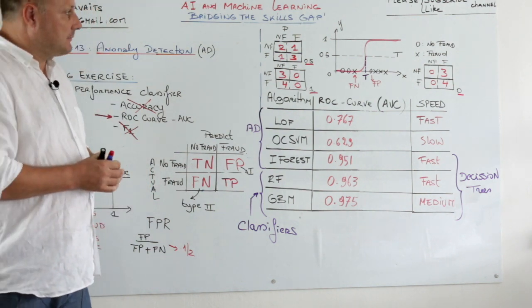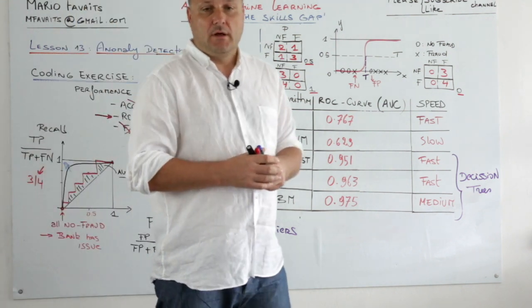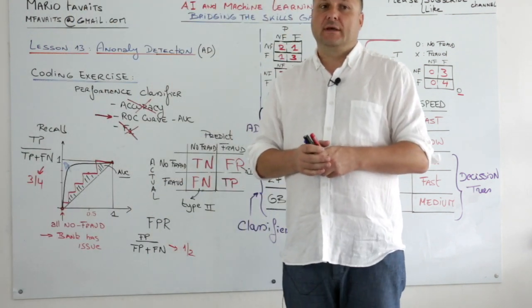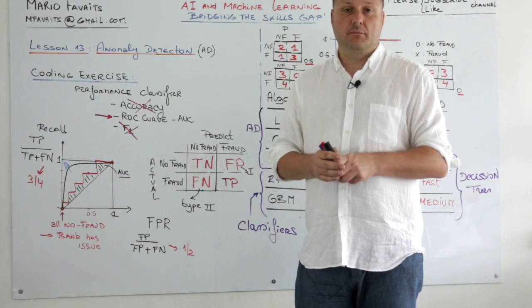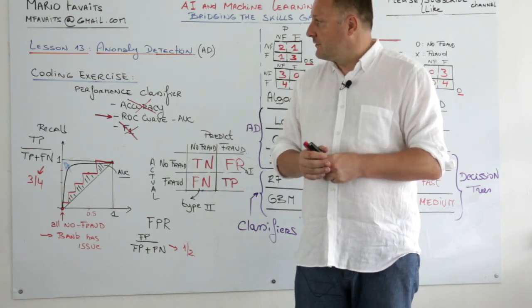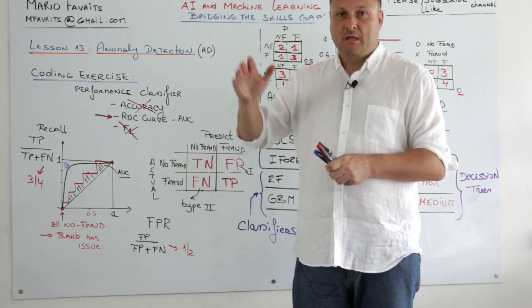Alright, this was it for anomaly detection. After this we're going to look at a clustering based algorithm called K-means, and it's also part of unsupervised learning. See you next time.